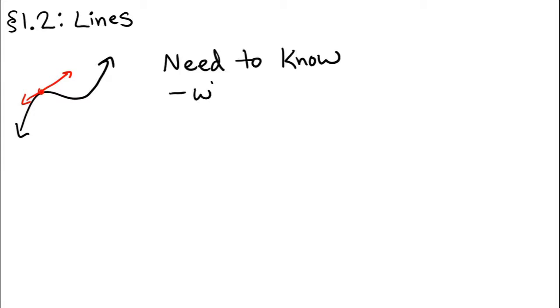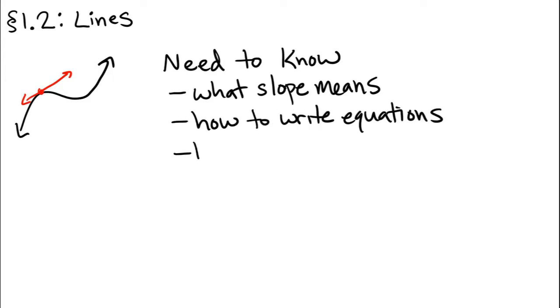This video focuses on lines. As we already mentioned, lines are going to be important in calculus because one of the central notions, especially at the beginning of this class, is tangent lines. Tangent lines tell us something about how a curve is changing at a certain point. We're going to need to know the following things about lines: what slope means, how to write equations of lines, and how to graph lines.